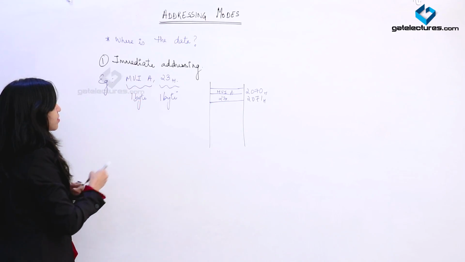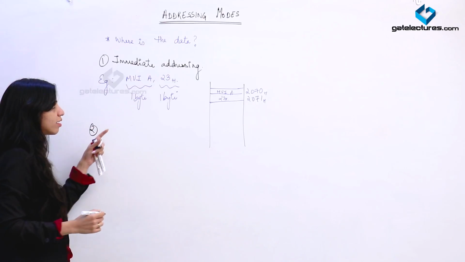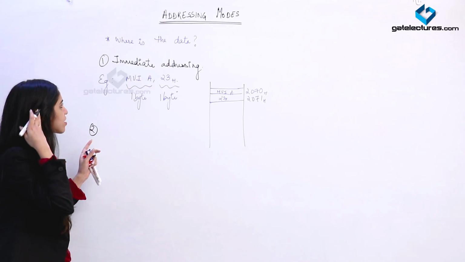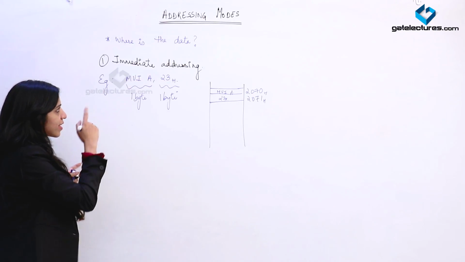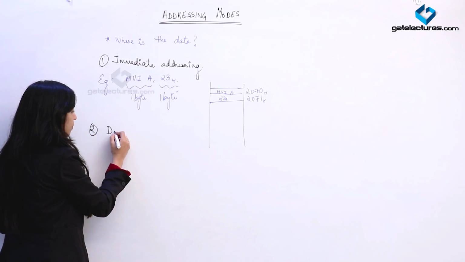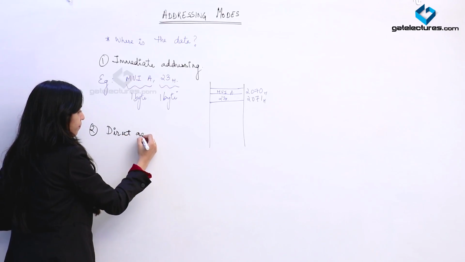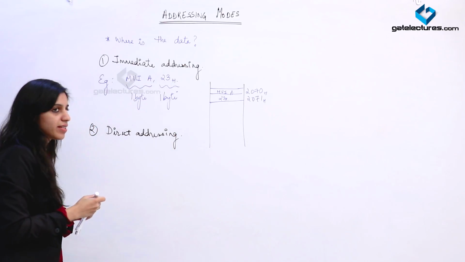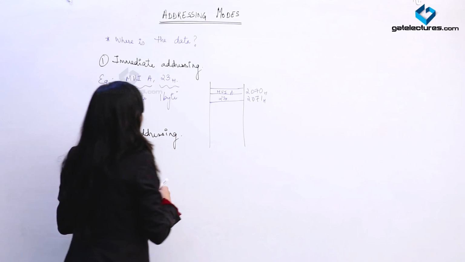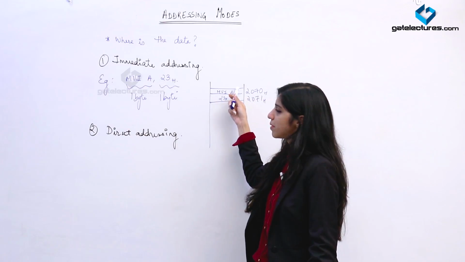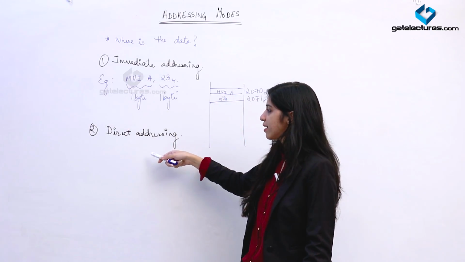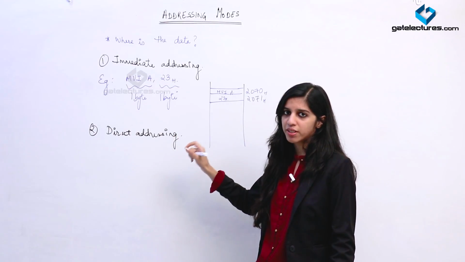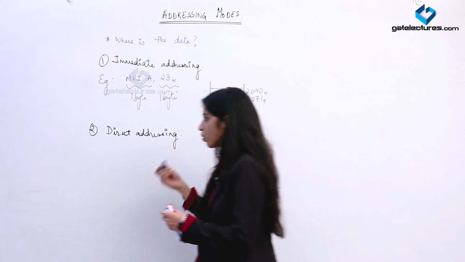Now, there are a number of instructions in each addressing mode. We are going to look at them separately. Right now we're just discussing the different types of addressing mode. The next addressing mode is direct addressing. What happens in direct addressing is, here the data was located in the immediate next memory location, but in direct addressing you are giving the memory location of the data, the address of the data, directly in the instruction.